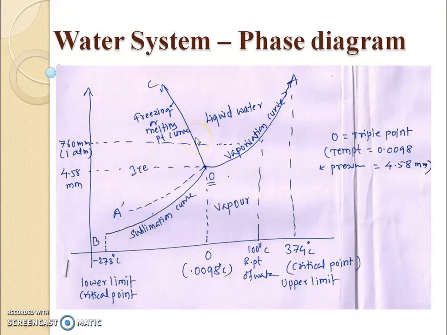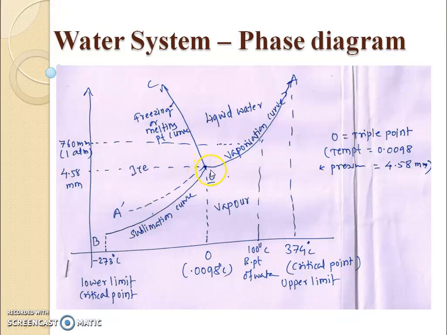These three curves separate the areas perfectly from each other. In the system, there is one special point called the triple point O, at which temperature and pressure are specified. Temperature is 0.0098 degrees centigrade and pressure is 4.58 mm of mercury. The triple point is a characteristic of the water system.